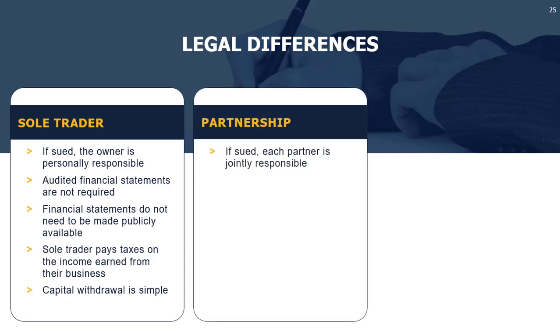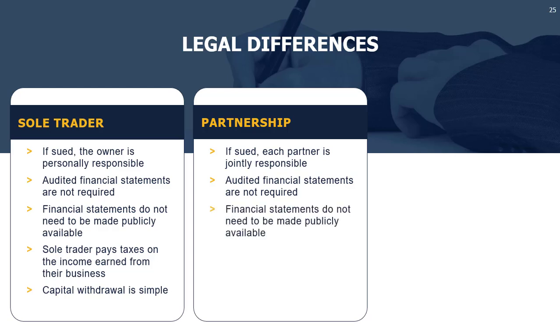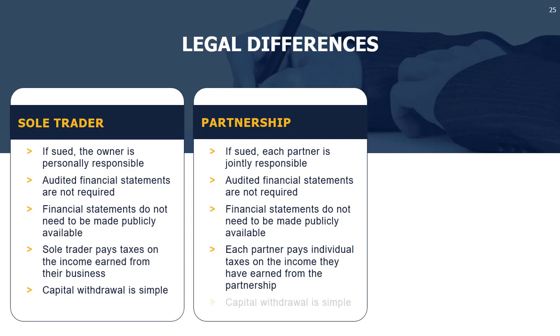With the partnership, if sued, the partners are jointly and severally responsible, so they can split liability between them, but they're still responsible for all of the debts and losses. Like sole trader, audited financial statements are not required. Like a sole trader, financial statements do not need to be publicly available. Like a sole trader, each of the owners pays taxes on the income that they've earned, and capital withdrawal is relatively simple, especially if you've got a partnership agreement that tells you how much you've agreed to take out.